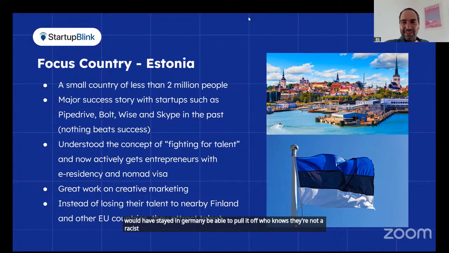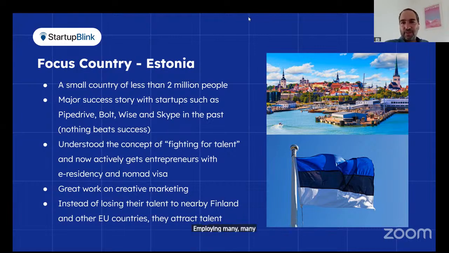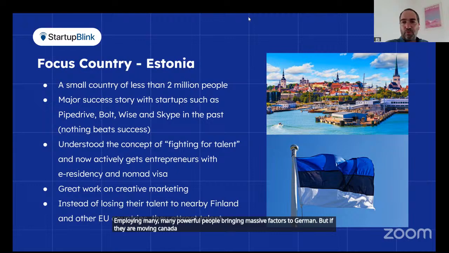We talked about how important it is to choose the right ecosystem. Germany now would have its biggest startup, employing many, many thousands of people, bringing massive taxes to Germany. But this guy decided he's moving to Canada, and now Canada is reaping all the fruits from this. This is how important it is economically to even attract one guy or girl that arrives and builds a startup. That's the idea.